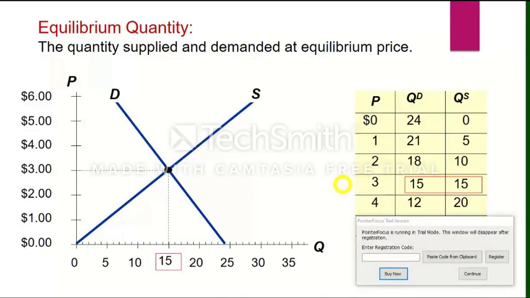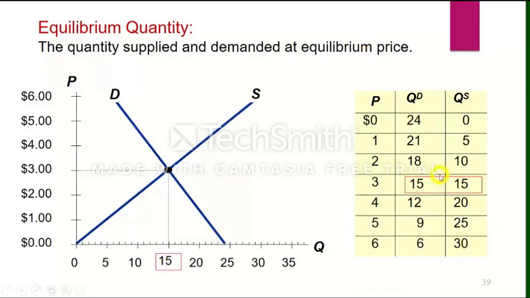Next is equilibrium quantity. It is the quantity supplied and the quantity demanded at the equilibrium price. On a graph, it is the quantity at which the supply and demand curves intersect. So where both curves intersect, the quantity is 15 units. And from the table, you can see that quantity demanded and quantity supplied become equal, that is 15, and the price level is $3. So this shows the equilibrium quantity, that at $3 quantity demanded becomes equal to quantity supplied. So this is the equilibrium quantity where demand is equal to supply, and here the price is $3.